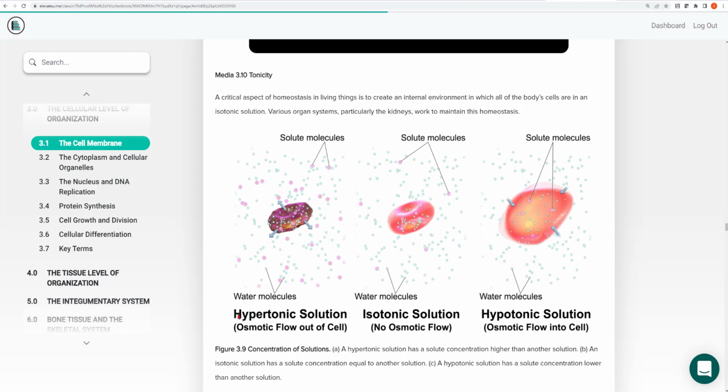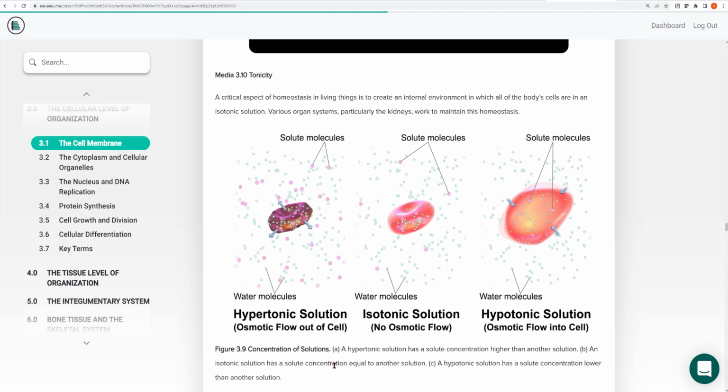In a hypertonic solution, you know that hyper means more. Hypertonic solutions have more solute molecules in the environment. Notice there are more purple solute molecules over here. Remember what I said, solutes suck. So water is going to leave the cell into the environment. As that water leaves the cell, the cell is going to shrink. Another name for that is that the cell is going to crenate.